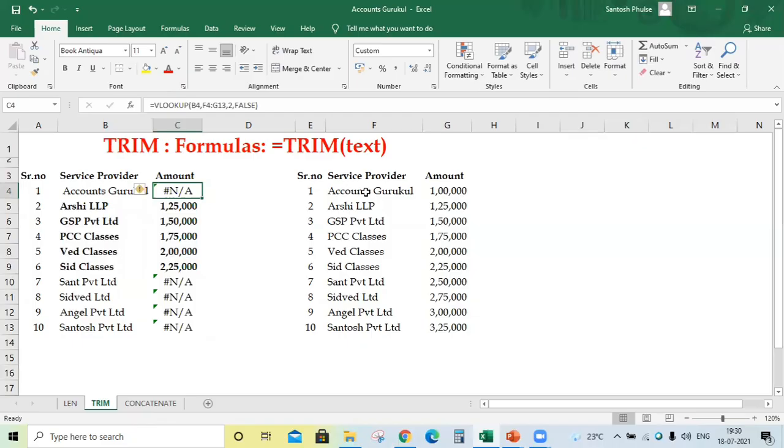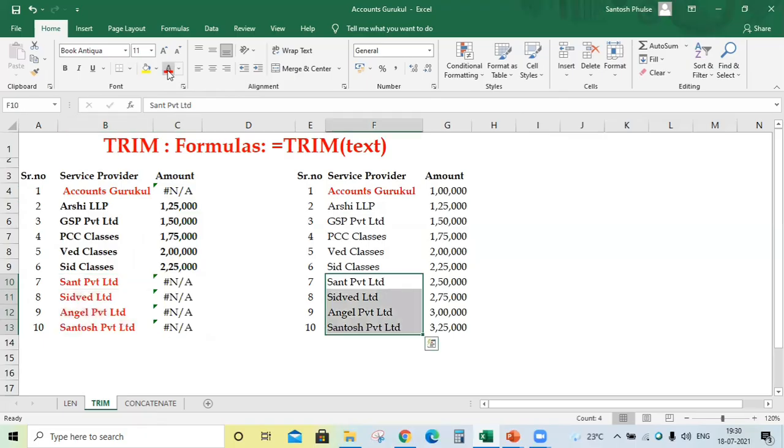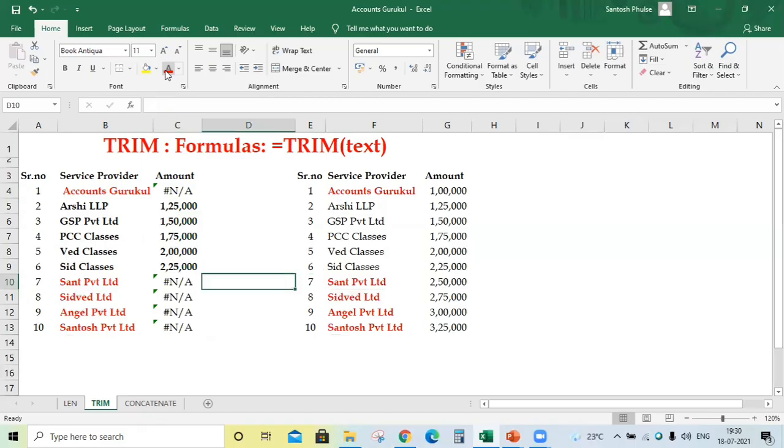Now if you see here, Accounts Gurukul is named here, and here as well you have the same name, Accounts Gurukul, but the formula is not working. Similarly, for all these service providers this formula is not working, and all the service provider names are available and we can see them as well. So this is the example we are taking, and we have captured all the data in one Excel sheet.